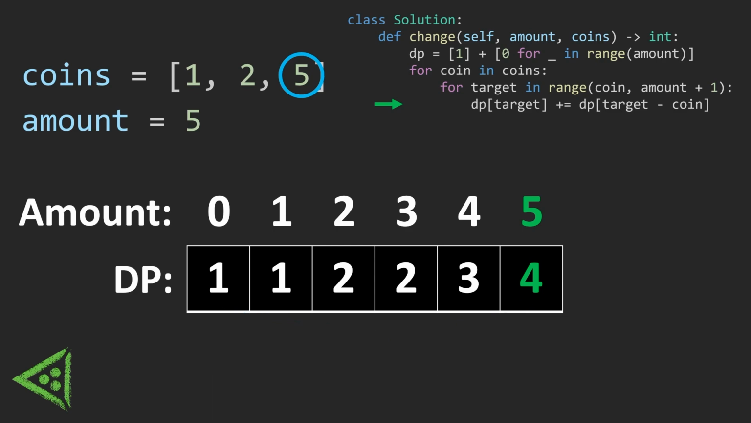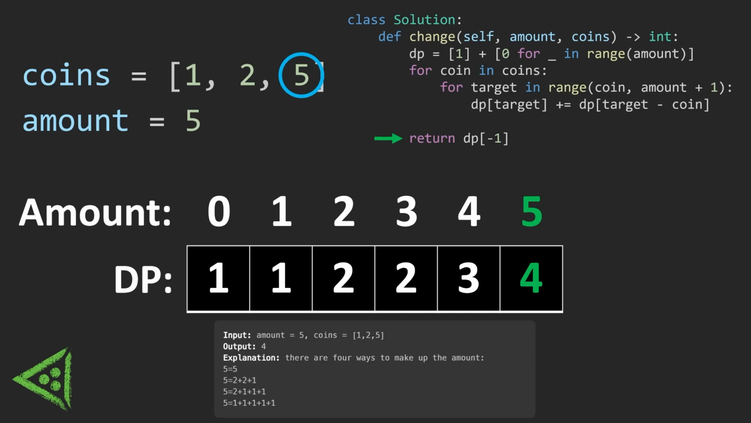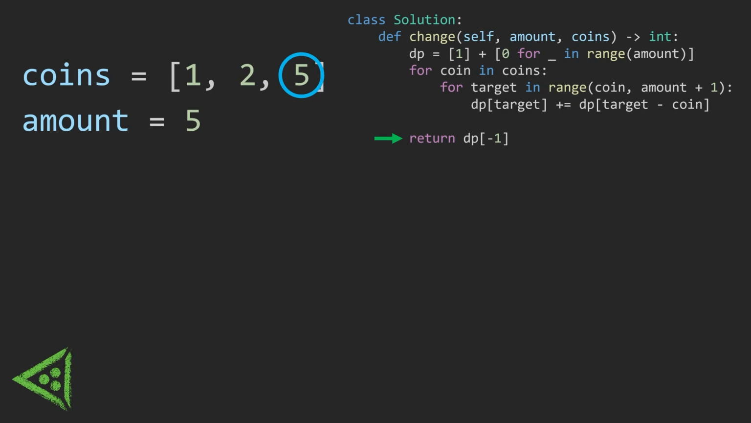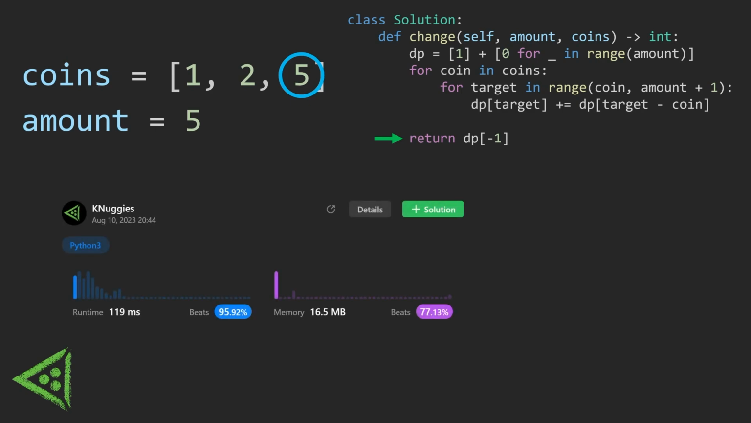All that is left now is to return that value. The easiest way to return the final value is just to use the index of -1 to access the last value in the DP array. We can see that this matches the LeetCode sample solution. Let's submit it and see how it performs. With how efficient that simple solution is, it's no surprise to see it ranks among the top solutions.